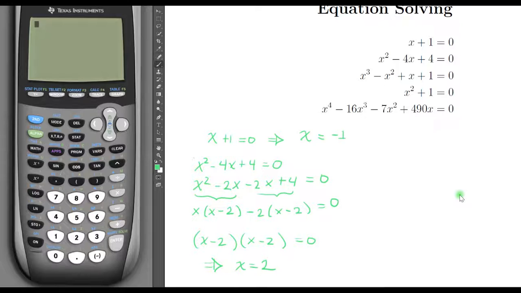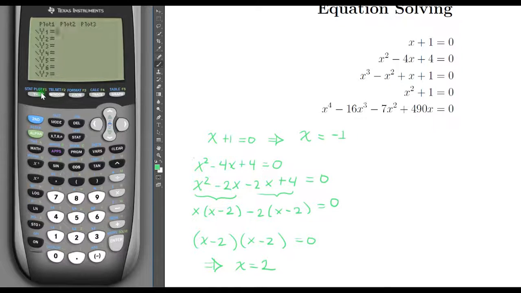Okay, now let's do x to the 4 minus 16x cubed minus 7x squared plus 490x equal to 0. Now the reason I chose this one is because it's very interesting what's going to happen in terms of the calculator. Okay, this calculator is very powerful, but at the same time, if you don't know how to use it, it's very limited. Okay, so let's try to find the zeros of this one.